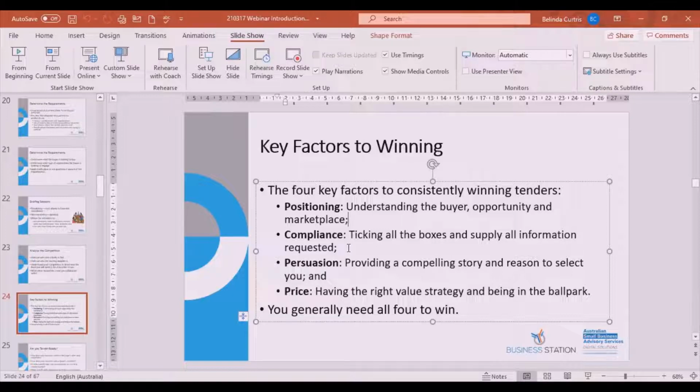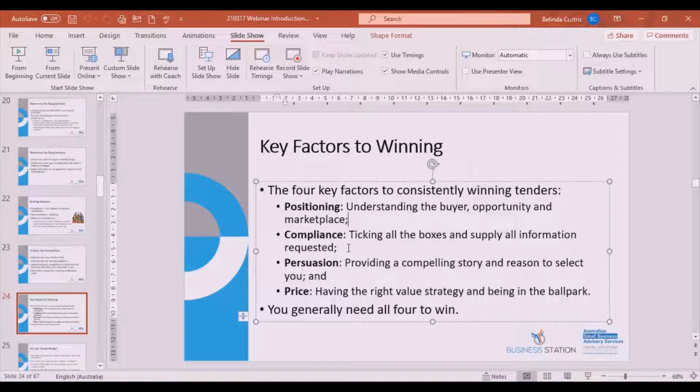Persuasion, well, it's a marketing exercise. You're trying to convince them to give you a job. And through a tender process, at the closing date and time, there might be a dozen submissions that the selection panel have to review in order to select a preferred supplier. So you need to provide a compelling story and reason to select you. So it's no different to any other marketing that you do.